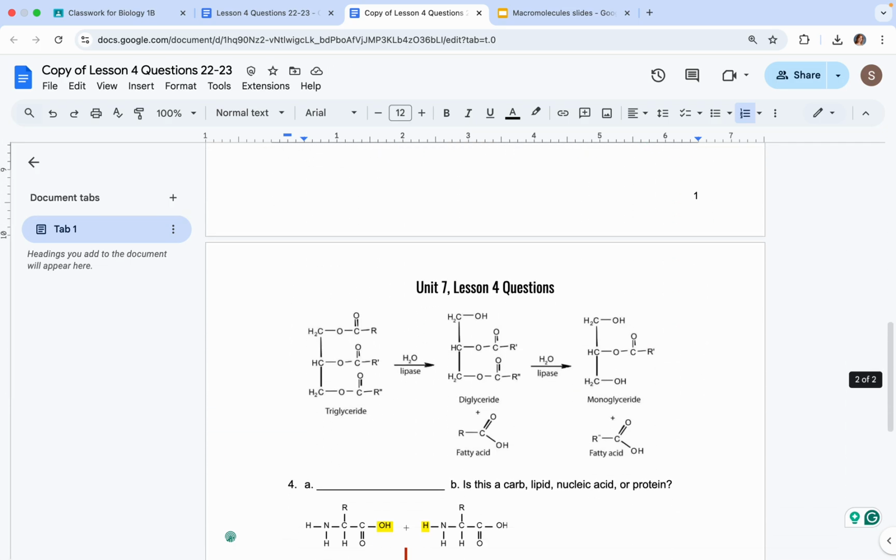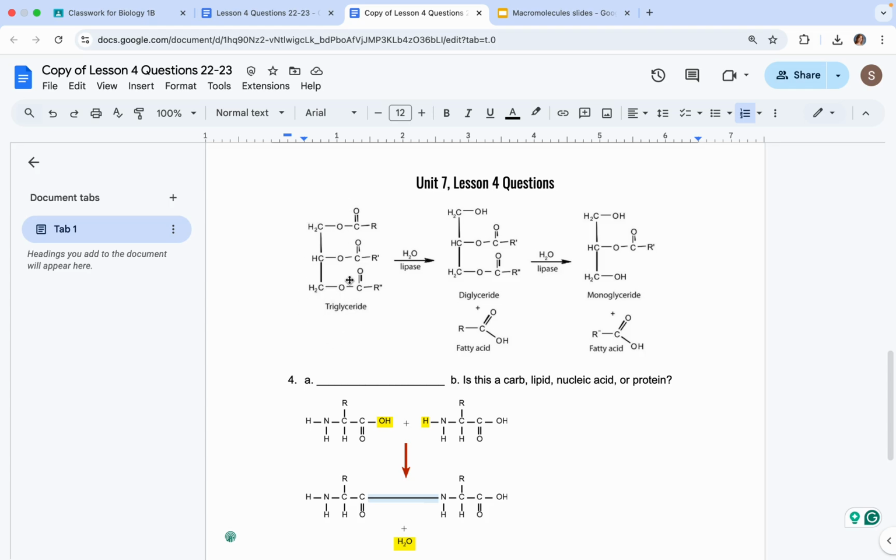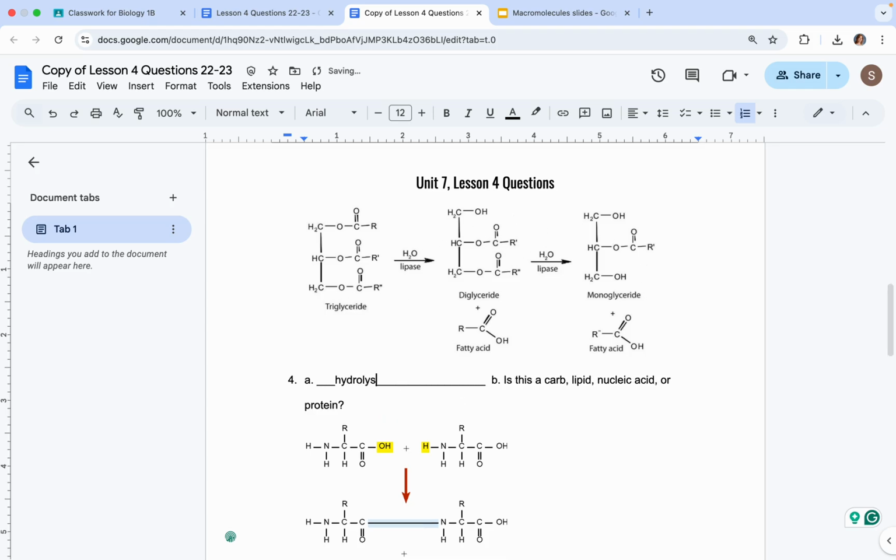All right, so number 4, this one's a little trickier. It says triglyceride, add lipase and water, then we have a diglyceride and 1 fatty acid. If you do that again, add lipase and water, now we have a monoglyceride and fatty acid. So clearly, this is getting smaller, right? Because we went from triglyceride to monoglyceride, so it is becoming smaller. So this is a hydrolysis reaction.